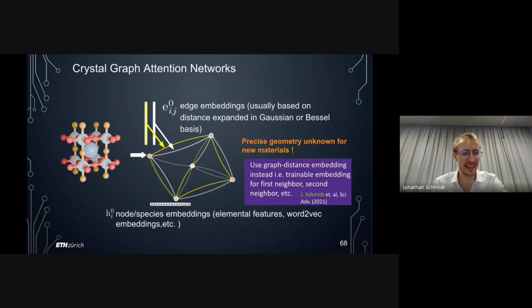And so our idea at the time was that we can replace this exact distance with some graph distance embedding. So we just say first neighbor, second neighbor, third neighbor, and so on. And then based on this information and using the attention mechanism and some extra tricks in terms of scaling the models, the model will hopefully learn everything and we can make accurate predictions for relaxed crystal structures based on unrelaxed prototype crystal structures.